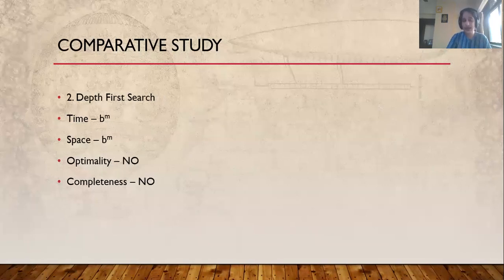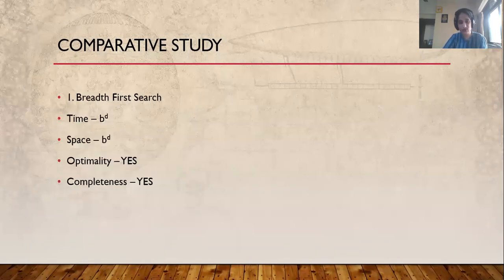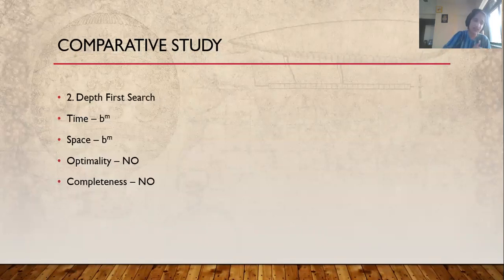Now, if we consider depth first search, the time and the space will be b raised to m. Now, what is m? The maximum depth of the search tree. So that is the difference between d and m. d is the shallowest depth, whereas m is the maximum depth. Which means it goes till the end, and it consumes so much time for whatever branches are there in your search tree, and that much space it occupies.